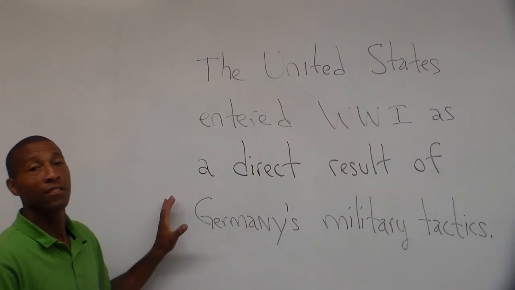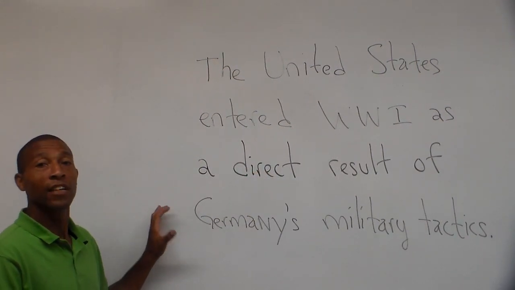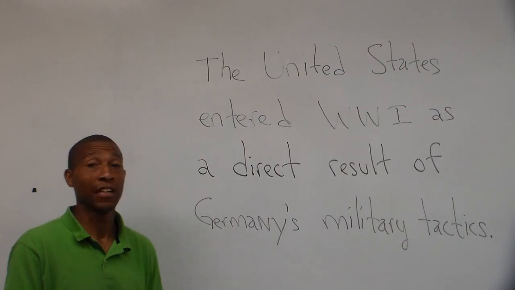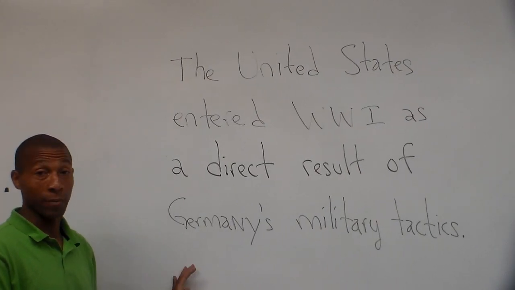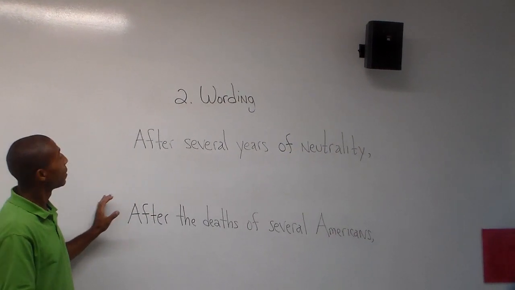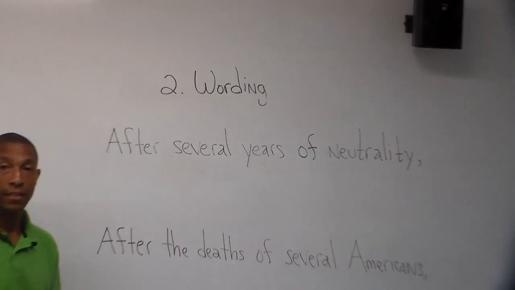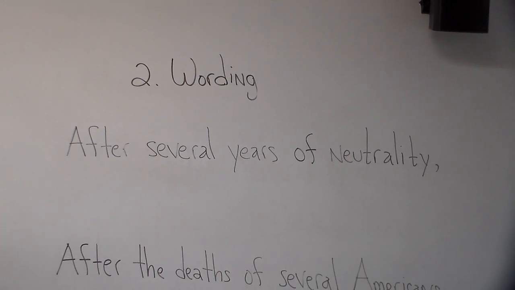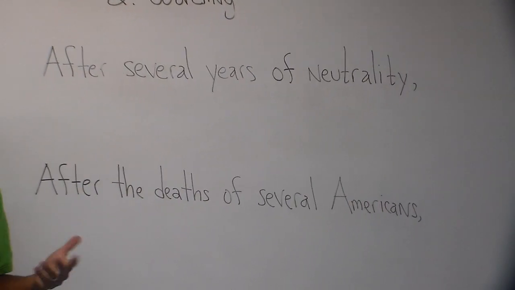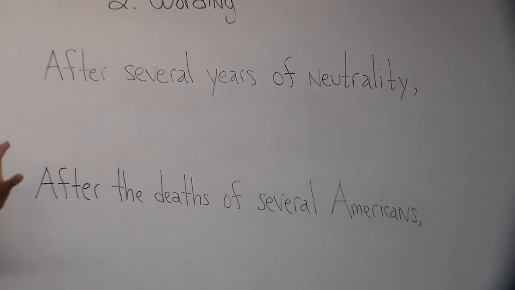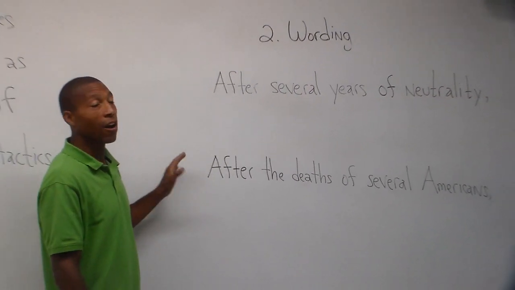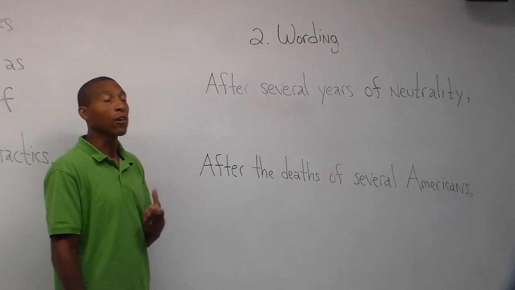One of the other aspects to consider with wording is to make sure that we don't include extra unnecessary information. A lot of times I call this explanatory information that's not necessary for the argument. Students will often start the thesis with statements like these. After several years of neutrality, the United States entered World War I. Or after the deaths of several Americans, the United States entered World War I. Both of these statements are accurate information. However, both of these statements are unnecessary for the overall argument.